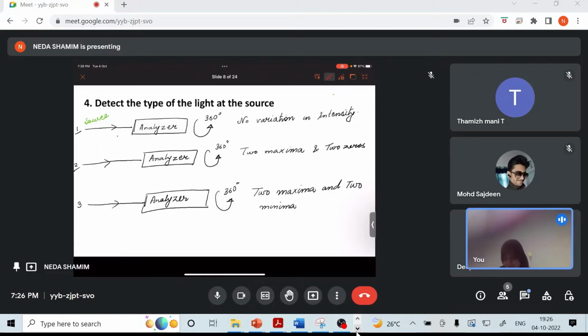Any light is going through some analyzer. This analyzer has a capability to polarize the light. Now this analyzer is rotated across 360 degrees and you don't see any variation in intensity. So what do you say? What type of light is there? What type of light are we passing? What is number one? What type of light is being passed?